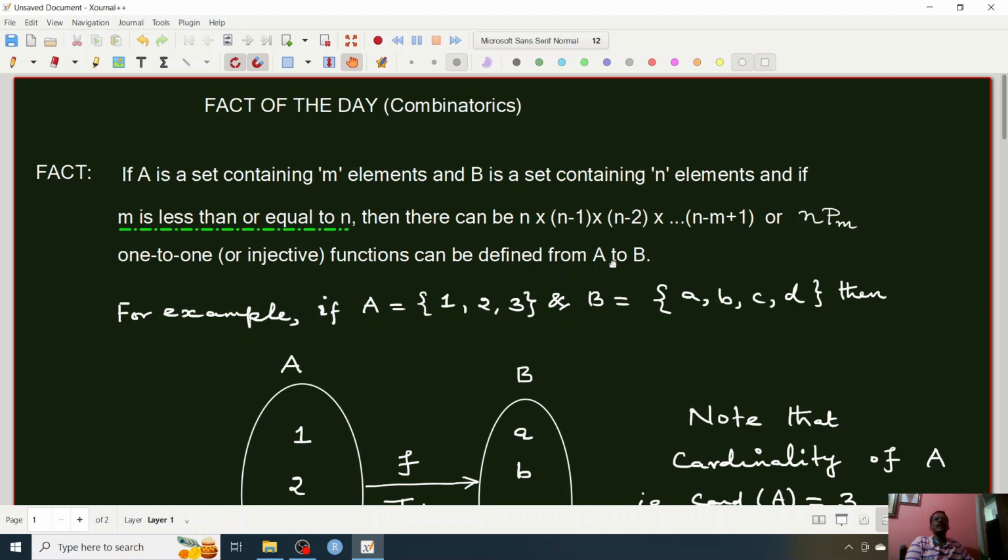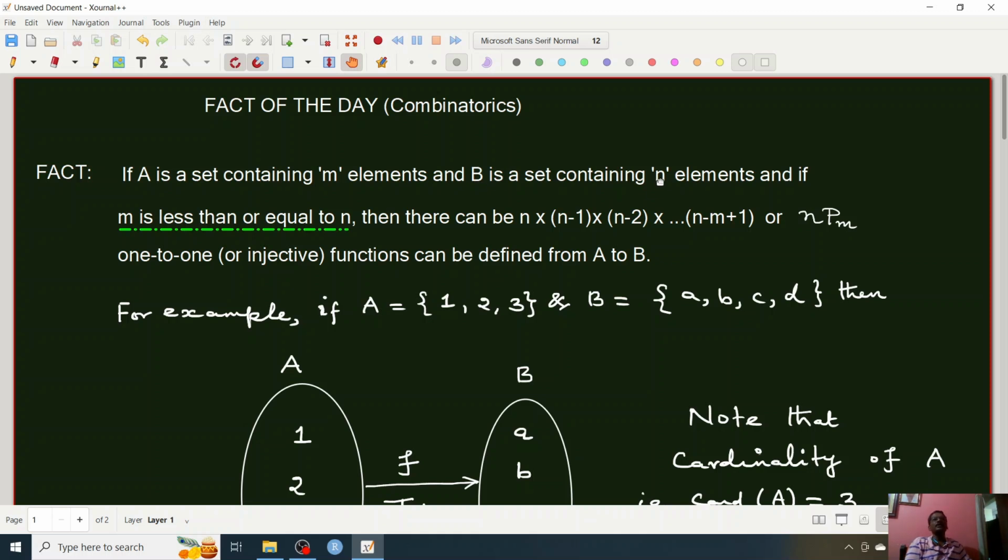So how many functions can we define from A to B which are one-to-one in nature? The number of one-to-one functions that we can define from A to B is nPm, or the same thing can be given by the expression n times n minus 1 times n minus 2 and so on, up to n minus m plus 1. So this expression gives the number of one-to-one functions that can be defined from a set A containing m elements and a set B containing n elements.